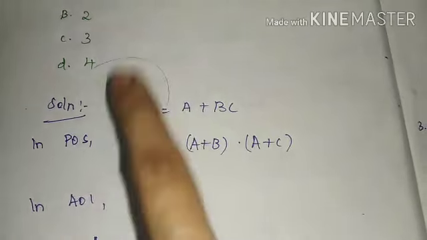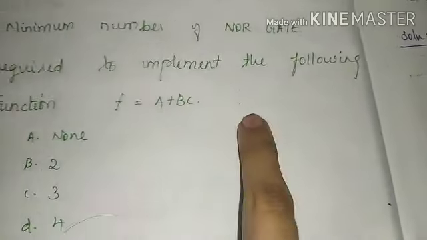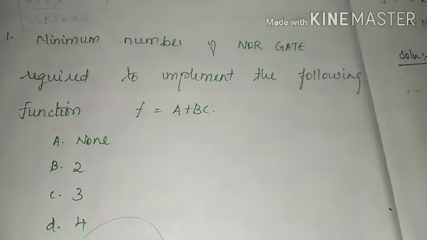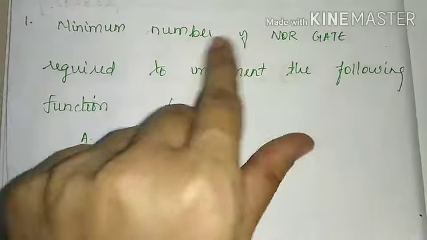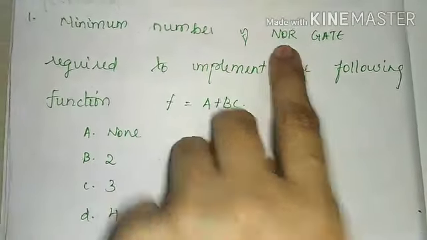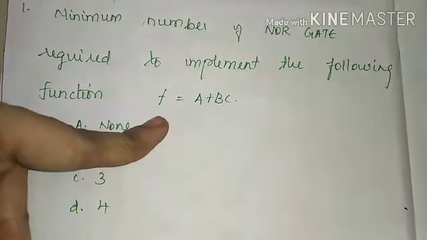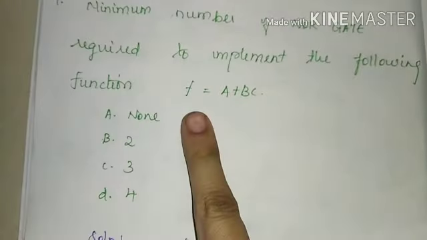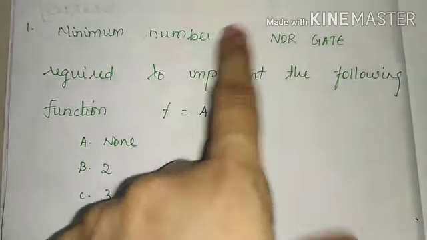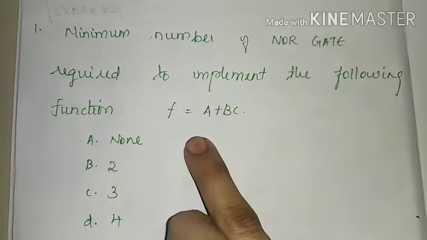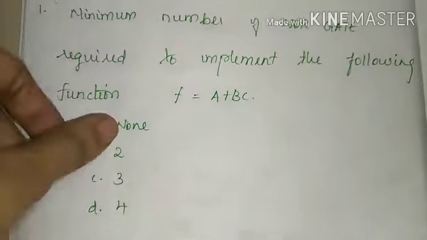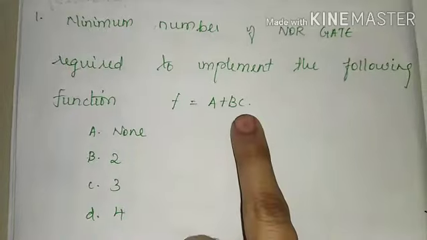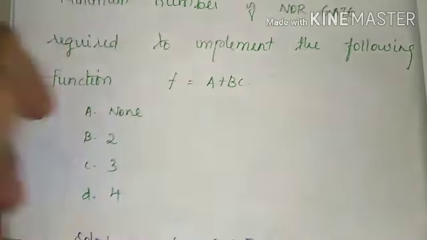There are two steps in solving this kind of problem, minimum number of NOR gates. First step, we have to remember one concept. If they are asking us to find the minimum number of NOR gates, then we have to convert the given function into the product of sum format. If they are asking us to find the minimum number of NAND gates, then we have to convert the given function into the SOP form. Here, f is equal to a plus bc. This is the given question.